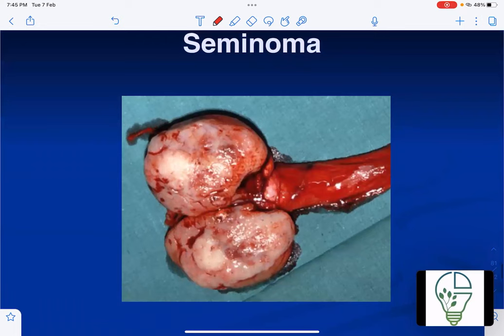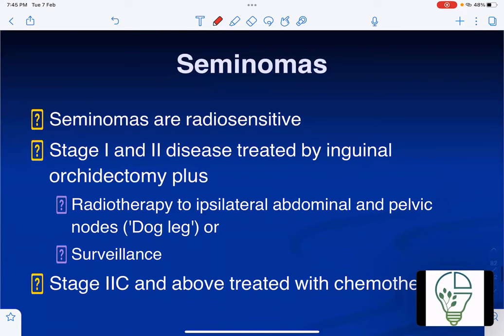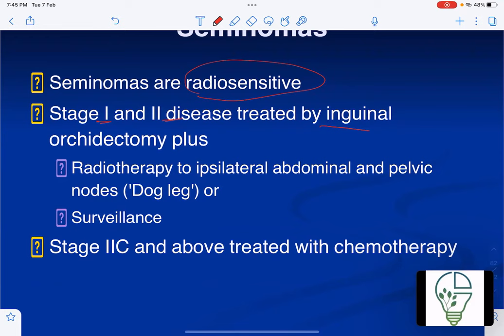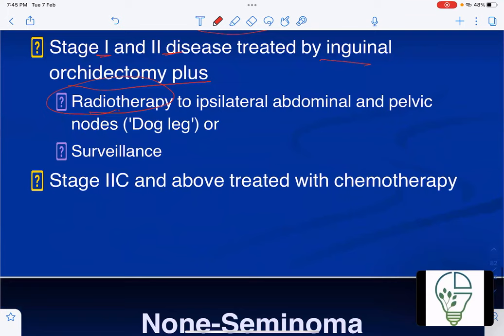As you can see here, they've done a bilateral orchidectomy where they've removed both the testes itself. Seminomas are radiosensitive, so we can treat it through radiotherapy. Stage one and two are treated by inguinal orchidectomy plus radiotherapy, so that it doesn't spread outside. But orchidectomy is still the mainstay. Stage two, three and above are treated with chemotherapy.